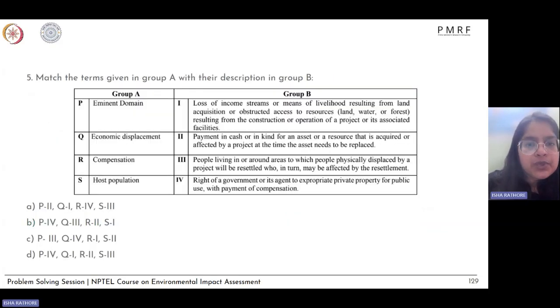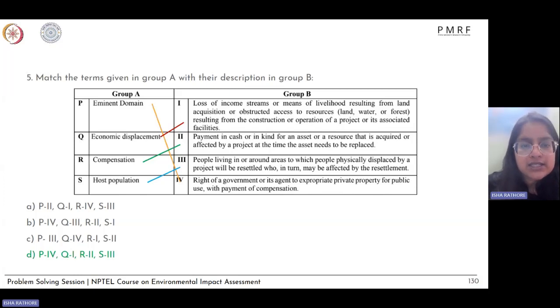Match the terms given in Group A with their description given in Group B. So we have definitions in Group A and their description in Group B. Okay, so the correct answer is D. That is, eminent domain is a right of government or its agent to expropriate private property for public use with payment of compensation. So P matches with 4.